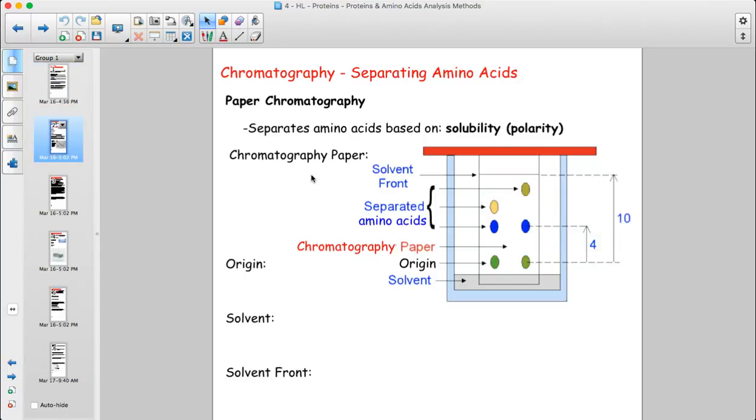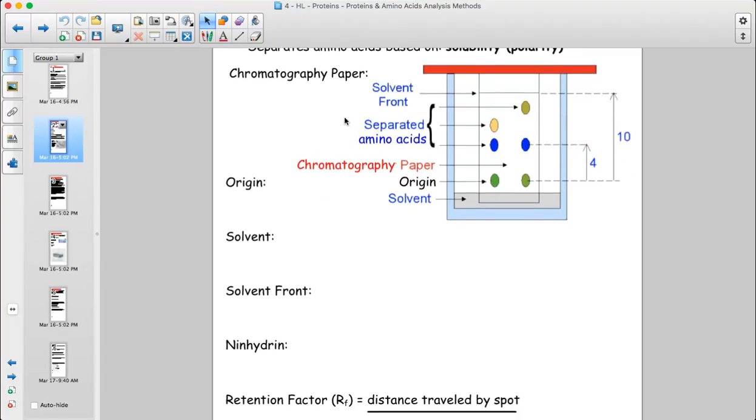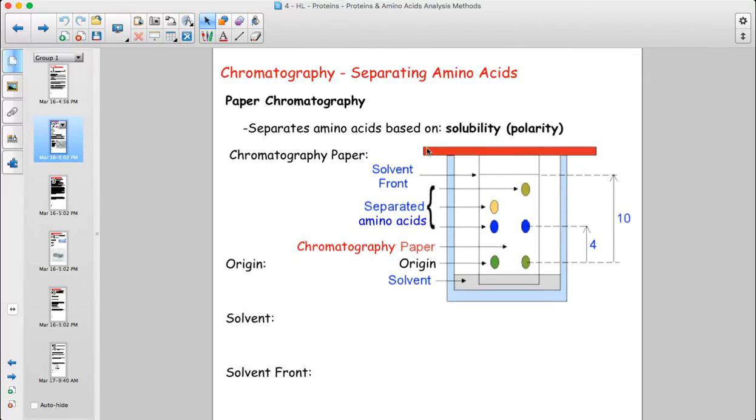The first type of chromatography is called paper chromatography, and this is going to separate amino acids based on solubility or polarity. The chromatography paper is just sort of like filter paper, a porous piece of paper, and it's mainly made out of cellulose. Cellulose is basically a polysaccharide, like starch, and so that means there's going to be lots and lots of OH groups in the chromatography paper. So the chromatography paper ends up being quite polar in its nature, which will be important for which types of amino acids want to stick to it versus stick to the solvent.